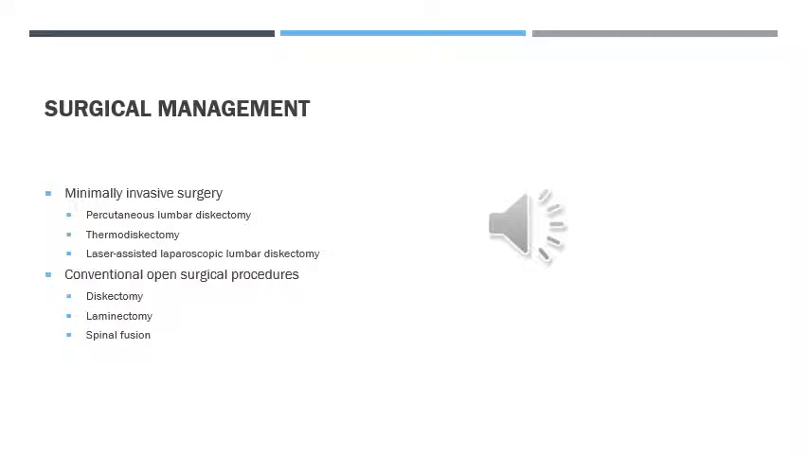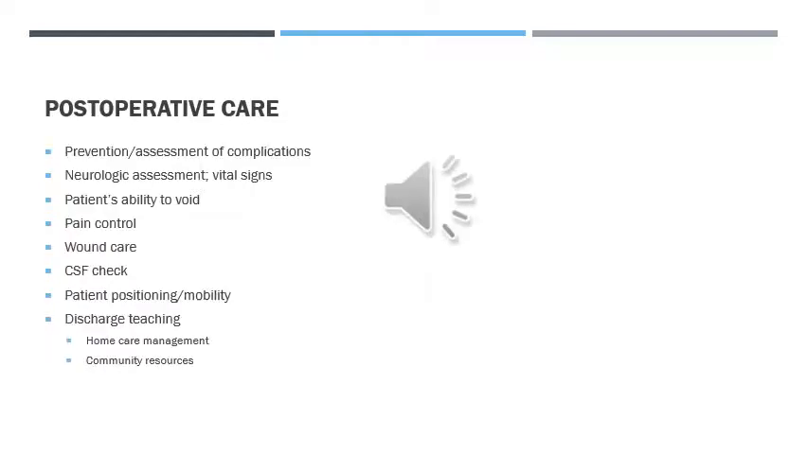Conventional or open surgical procedures include a discectomy, which is removal of the disc, a laminectomy, which makes the hole bigger by removing part of the vertebrae, the lamina, and enlarges the spinal canal to relieve pressure on the cord or nerves, or a spinal fusion, where vertebrae are fused together with screws joining two or more vertebrae and can be done at any area on the spine. This can restore the disc height.